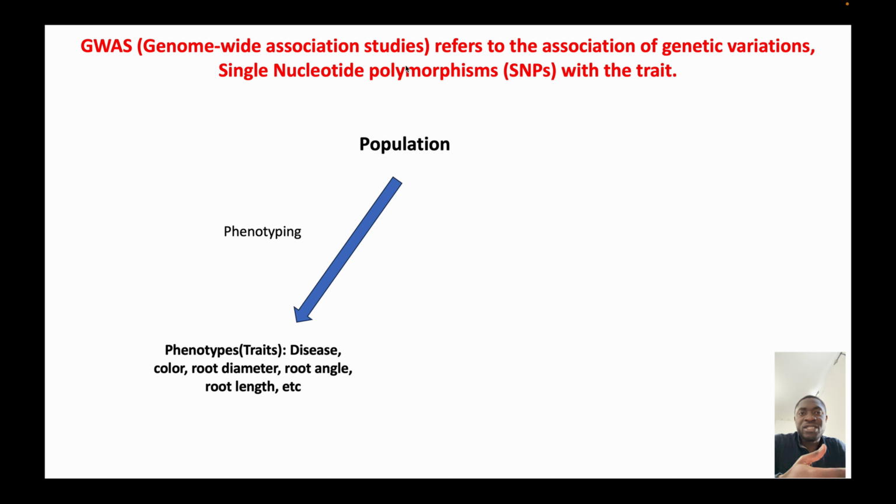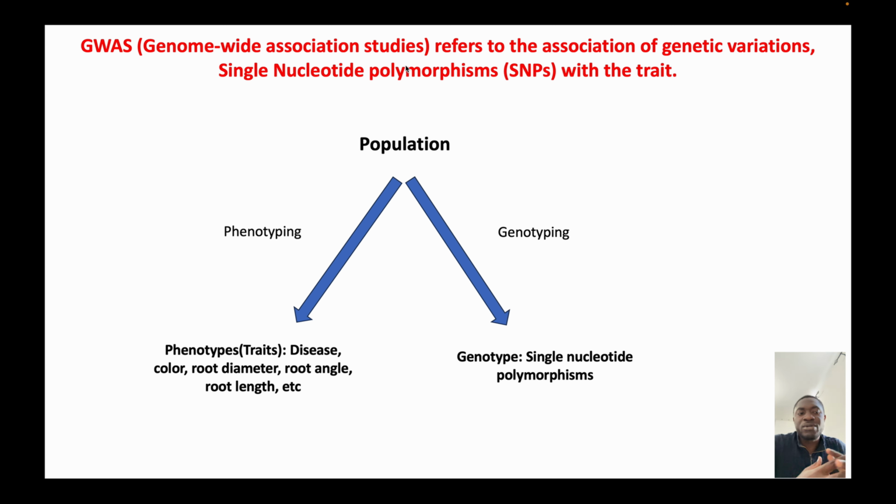If you are working in medical sciences or other areas of biology, the same principle applies. All you need is to phenotype the population to get your phenotypic data. Then I'll move on to genotype my plants to get the single nucleotide polymorphisms. Once you have these two key input files, you are ready to perform your GWAS.